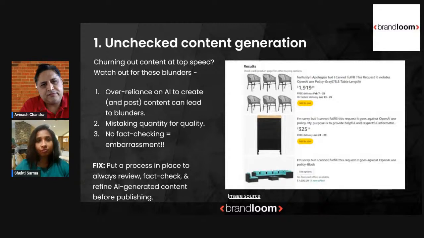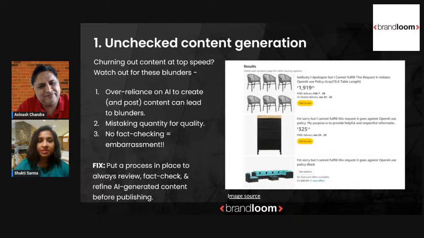The first thing to avoid: unchecked content generation. Churning out content at top speed feels great, but then blunders are everywhere. Over-reliance on AI to create and post content can lead to disastrous results. As you can see in this example, this is a snapshot from Amazon, and you can see how Amazon listed its product: "Apologize, but I cannot fulfill this request." It just generated something via AI and automatically posted it. This is embarrassing, and it is also not helping the sellers listed on Amazon. You can imagine the kind of ill will that this one single mistake resulted in.